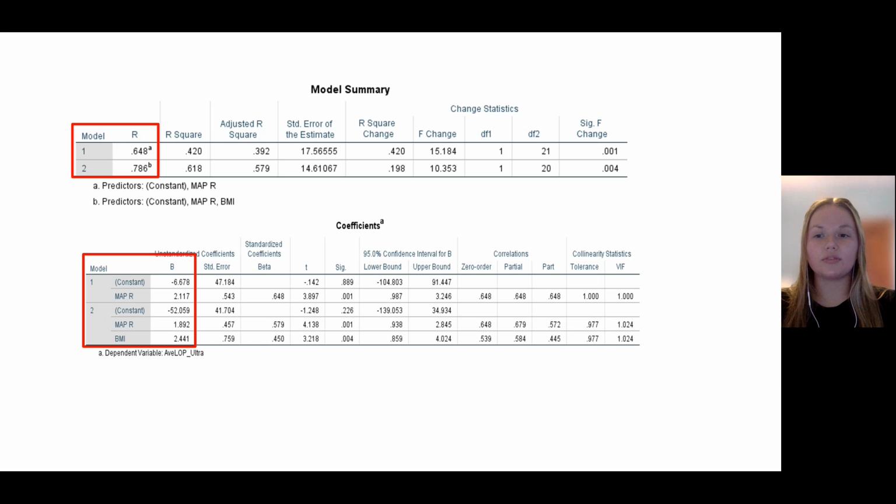The first table here gives a model summary using the correlation value found between the limb occlusion pressure and mean arterial pressure of the right arm, which was 0.65. And then the correlation value between mean arterial pressure of the right arm, along with BMI, and limb occlusion pressure was 0.79. Equation coefficients can be seen in the bottom table, as they were the values used to formulate the equations that could potentially be used to predict limb occlusion pressure.